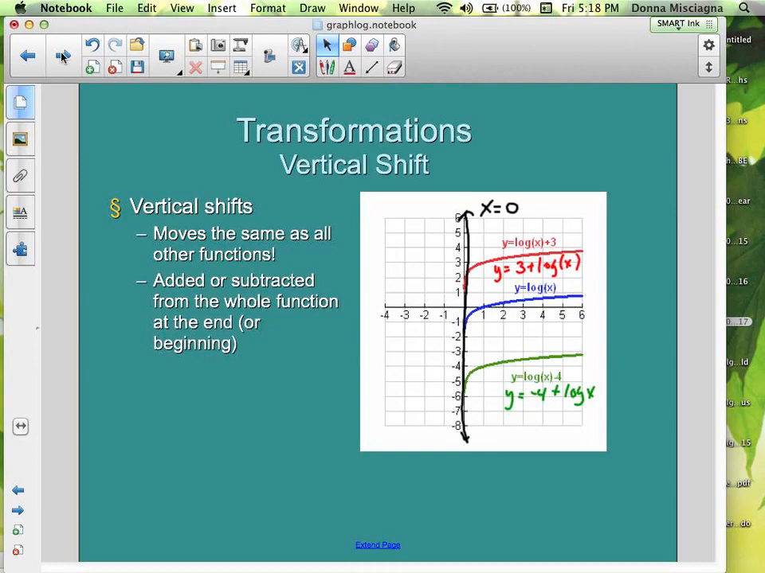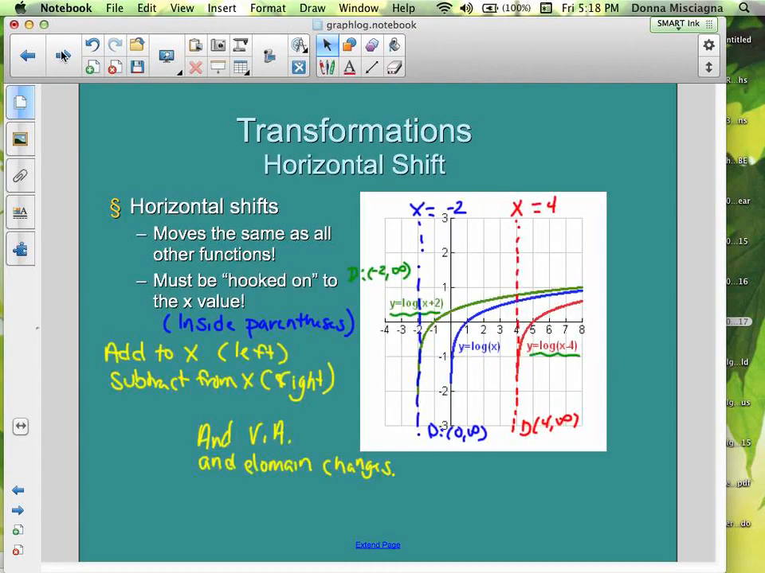Okay? So I did put this in your notes. I also put the horizontal transformations. So horizontal shifts, same as other functions, move it right and left. It has to be hooked onto the x value. So in other words, it's going to be inside the parentheses. So if we add to x, it's positive. We're going to move left, just like every other function we've seen. If we subtract from x, it's going to move right. Right? And our vertical asymptote and domain will change on these.